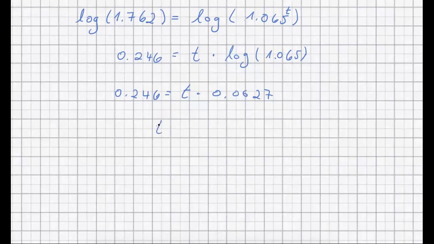So T equals 0.246 divided by 0.0027. How much is this? Let's see if we got it right. Or maybe it's another zero, sorry. Oh, wait, hold on a second. Yeah, it's another zero. 0.24.